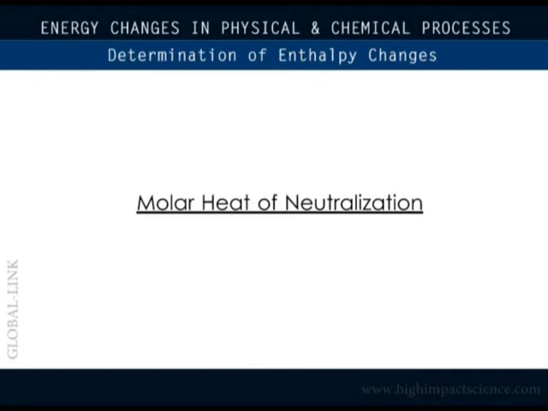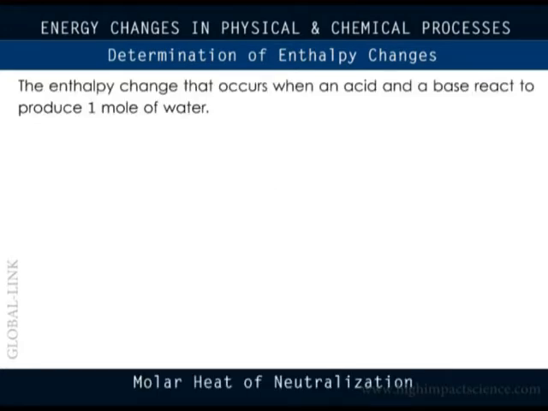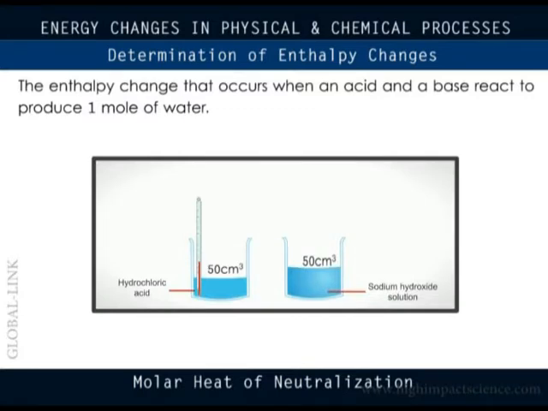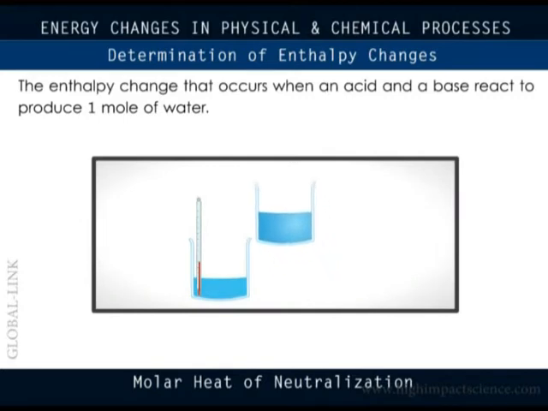Let's start with molar heat of neutralization. This is the enthalpy change that occurs when an acid and an alkali react to produce 1 mole of water. We take 50 cubic centimeters of 2 molar hydrochloric acid and note its temperature. It's 20 degrees Celsius. Then we add 50 cubic centimeters of 2 molar sodium hydroxide. We notice that the temperature is rising, so it's an exothermic reaction. Note the new temperature and calculate the temperature change.